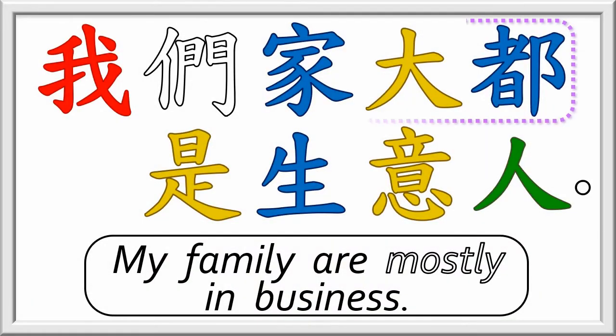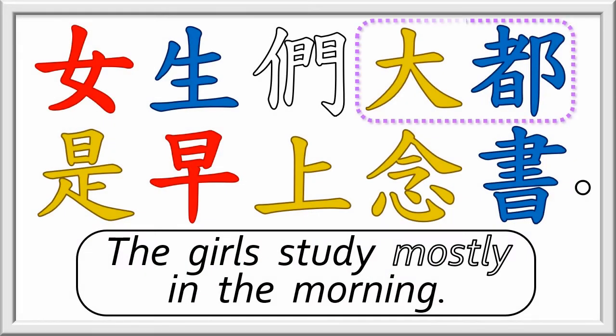大都 is an expression for mostly, for the most part. 我们家大都是生意人. My family are mostly in business. 女生们大都是早上念书. The girl students study mostly in the mornings.